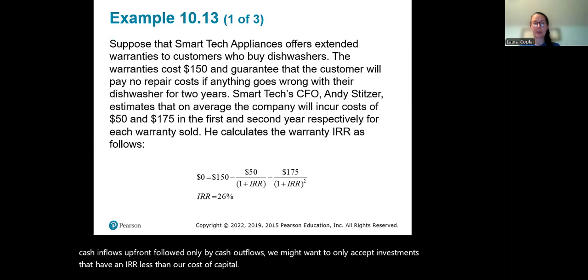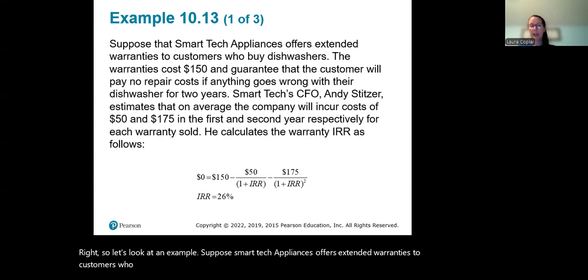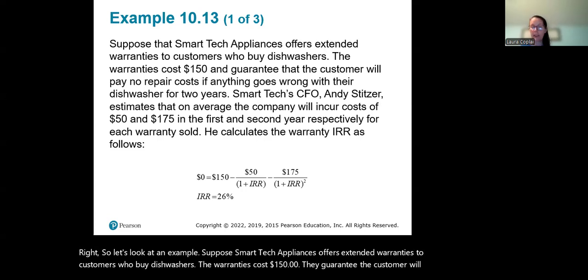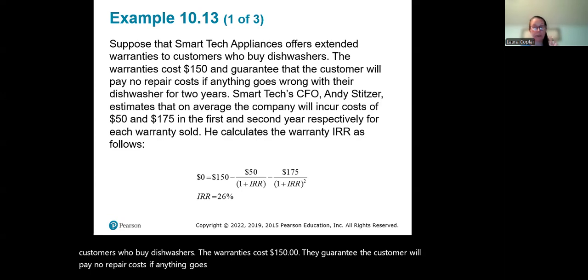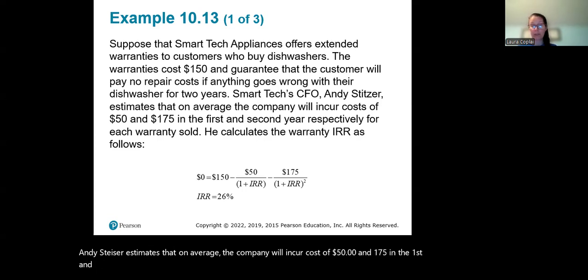So let's look at an example. Suppose Smart Tech Appliances offers extended warranties to customers who buy dishwashers. The warranties cost $150. They guarantee the customer will pay no repair costs if anything goes wrong with the dishwasher for 2 years. SmartTech CFO Andy Stizer estimates that on average the company will incur costs of $50 and $175 in the first and second year, respectively, for each warranty sold. So he calculated the warranty IRR as 26%, right?